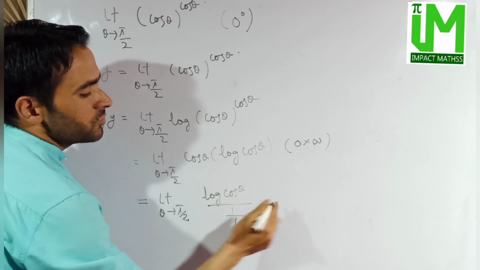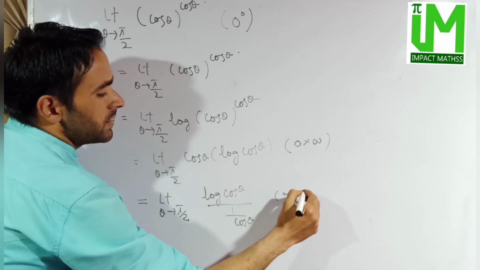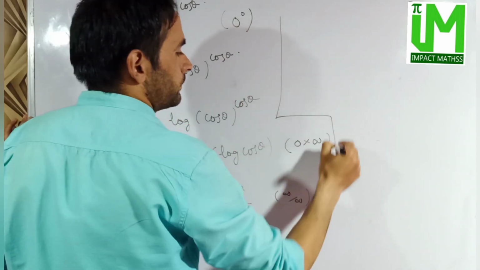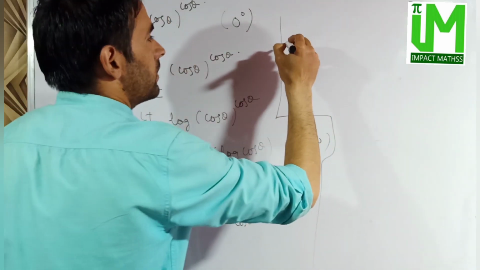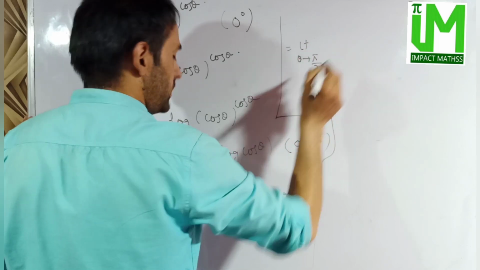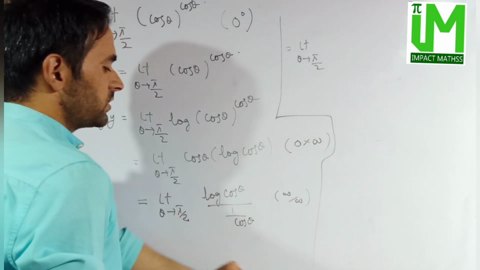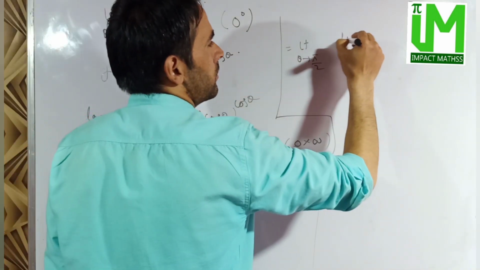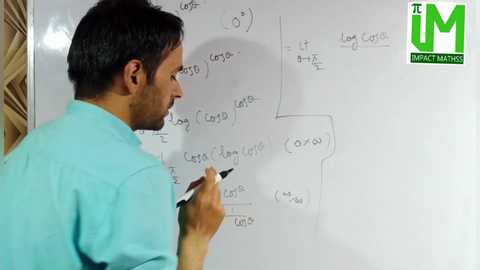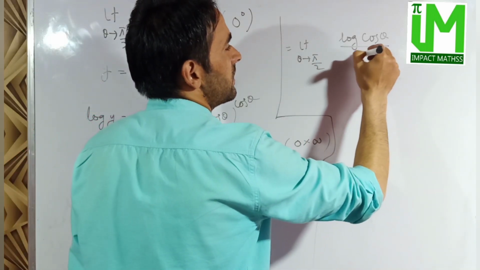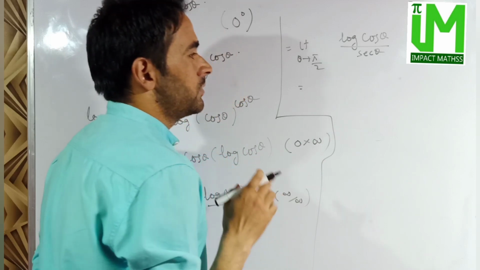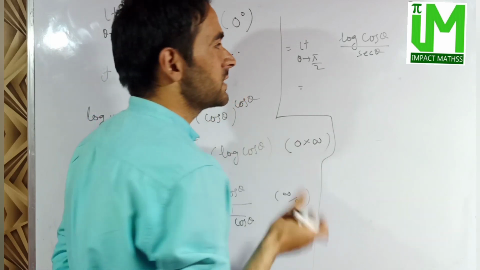So this is reduced to infinity by infinity form. Next we'll be writing this is equal to limit theta tends to pi by 2 of log of cos theta as it is, divided by 1 by cos theta, which we'll write as sec theta. So now this is infinity by infinity form. That means L'Hopital's rule is applicable.